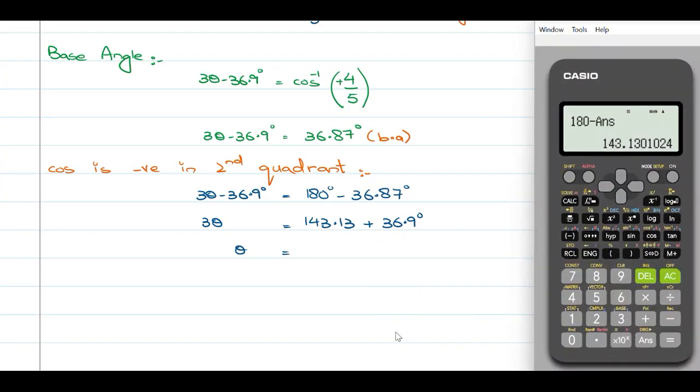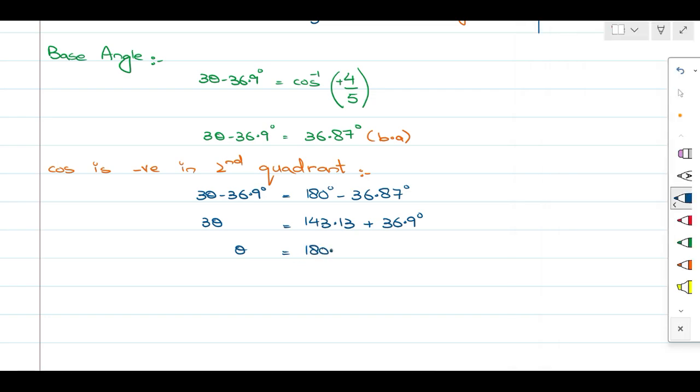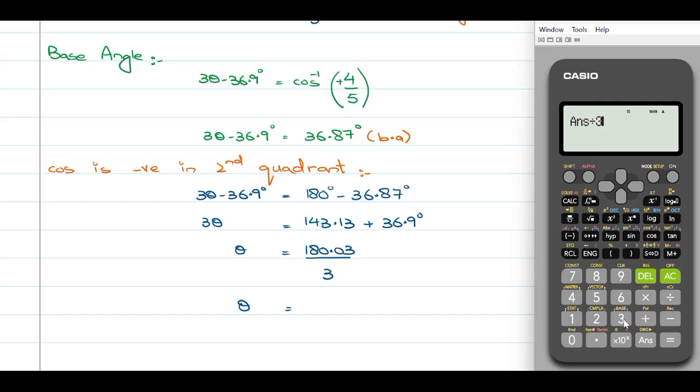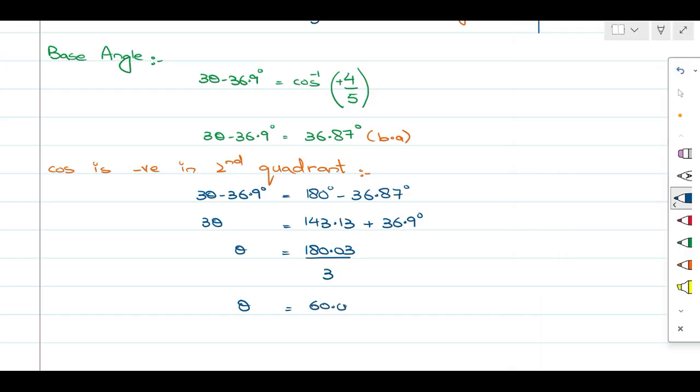So in this we add 36.9, which gives 180.0, and divide by 3. So theta would be 180 divided by 3, which is 60.0. This is the first value of theta between 0 and 180 degrees.